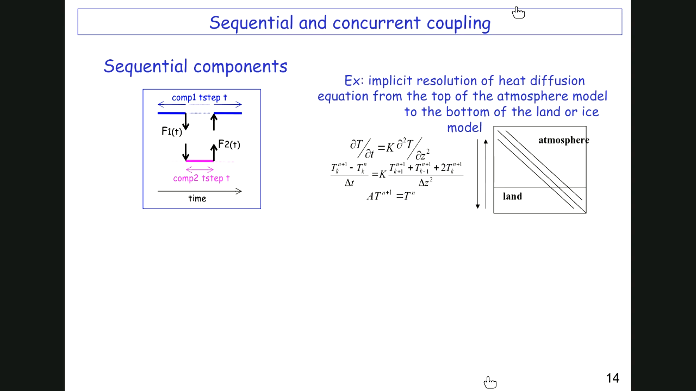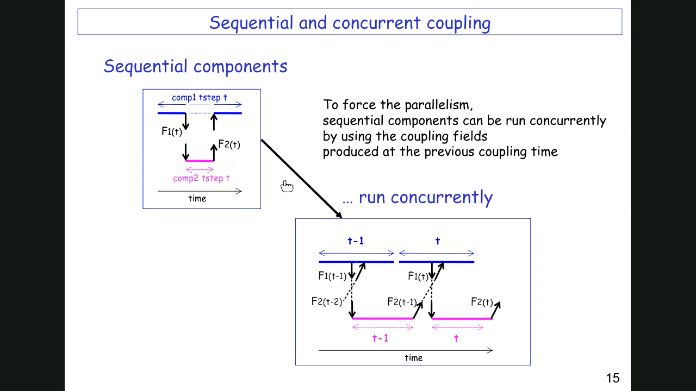When you have a sequential component, one important thing to realize is that you can still force the parallelism of those components by using the coupling fields produced at the previous coupling time step. For example, here you have your first component, which produces F1 at time step T minus one, which is received by the second component, which can then start at the coupling time step. And then the first component is waiting for F2. Usually in a sequential algorithm, it will wait for the second component to produce F2, and it will go on with this.